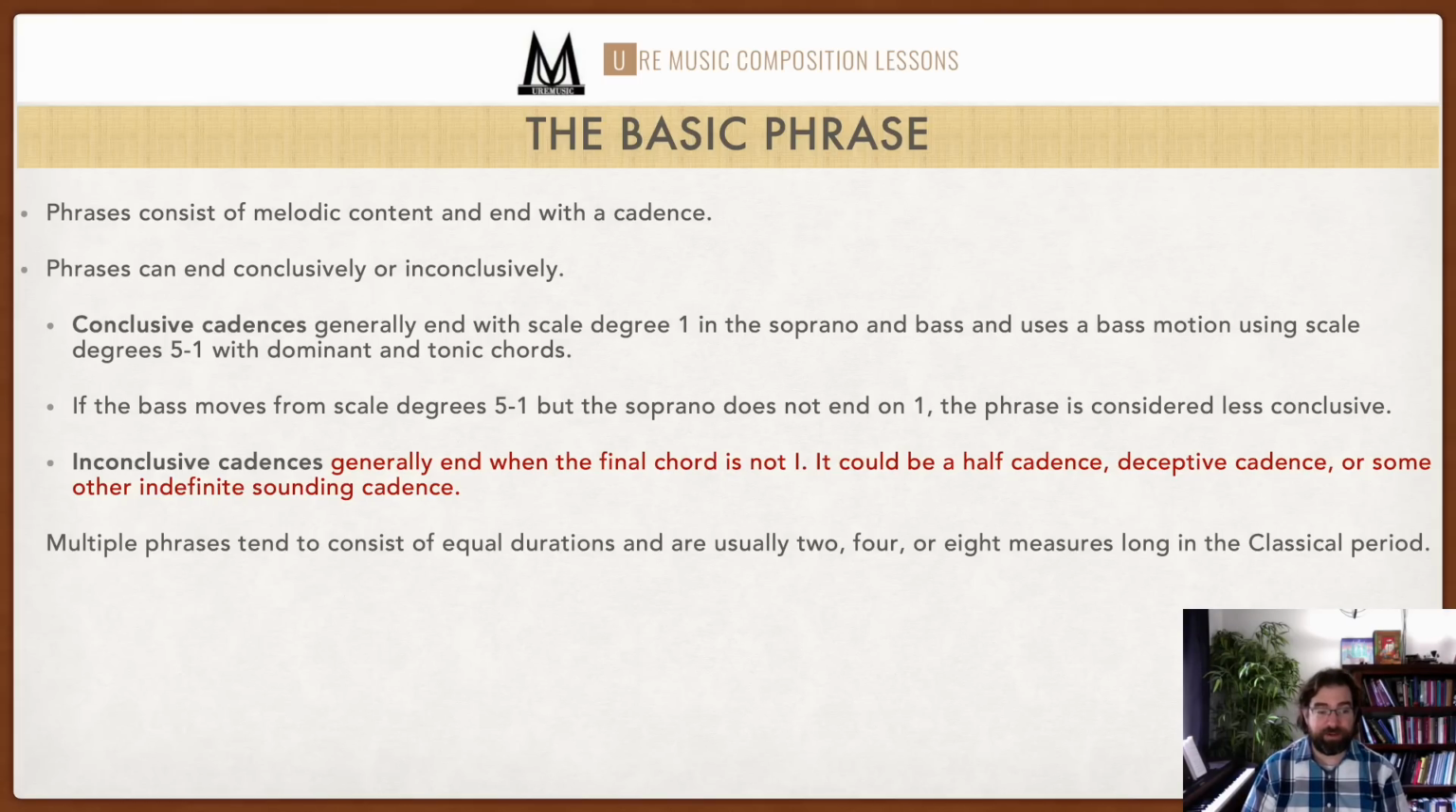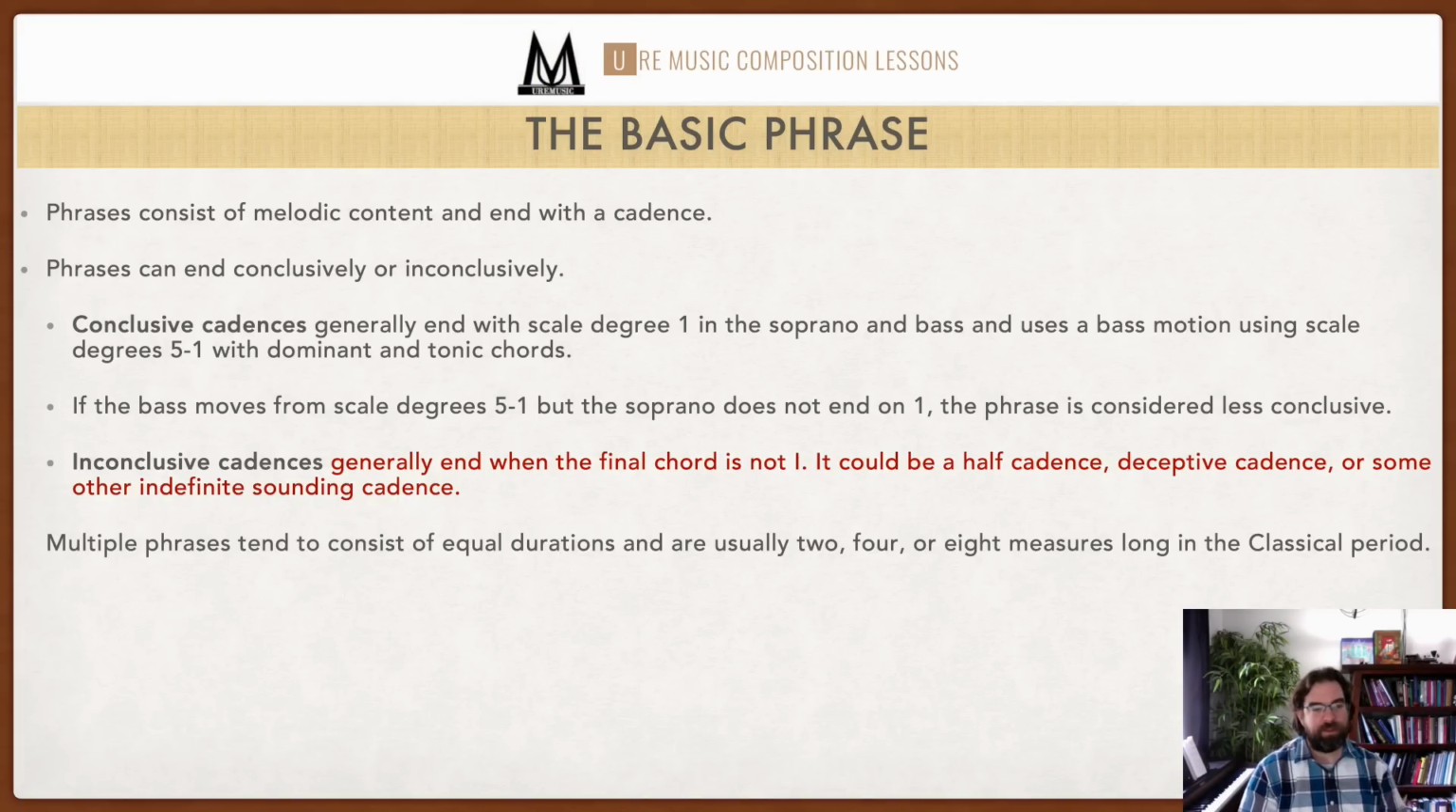An inconclusive cadence means generally the final chord is not 1. It could be a half cadence, deceptive cadence, or some other indefinite sounding cadence. Now at this point, we haven't talked about the half cadence, deceptive cadence, or any of the other cadences you're going to learn about. So for now, just know that any progression that doesn't have 5, the dominant chord, and 1, the tonic chord, as the final 2 chords is going to be inconclusive. And that's kind of a good way to start this, and we'll add more cadences as we go.